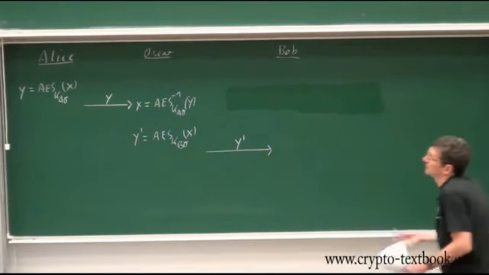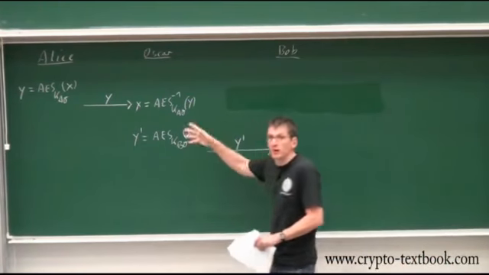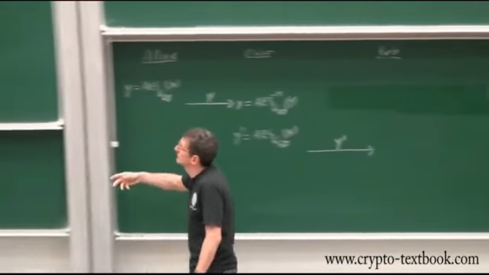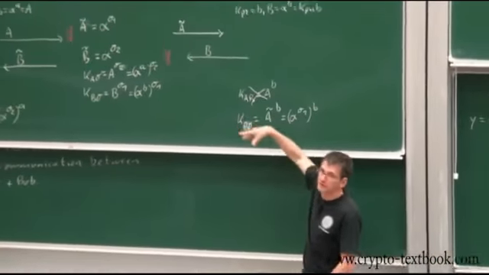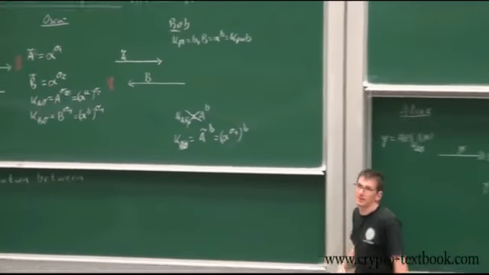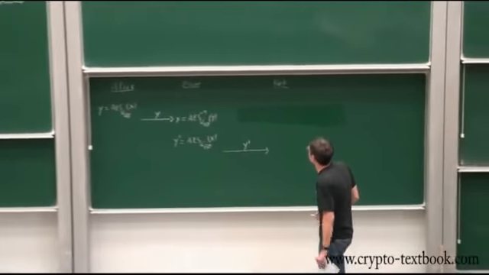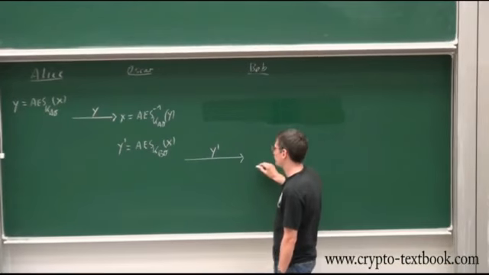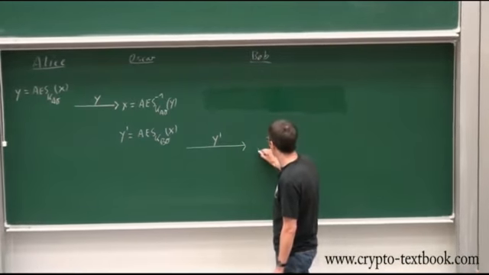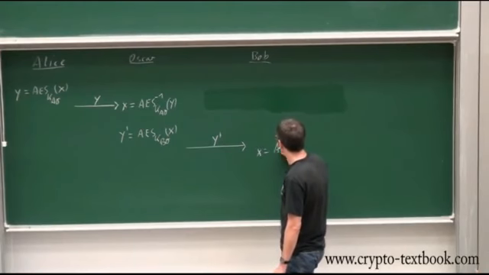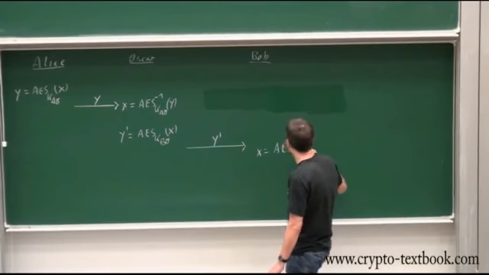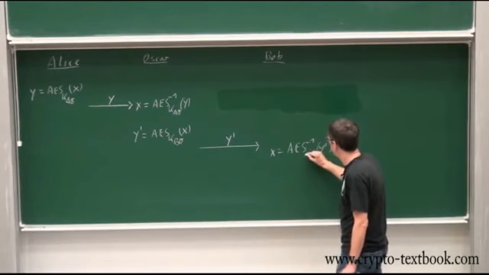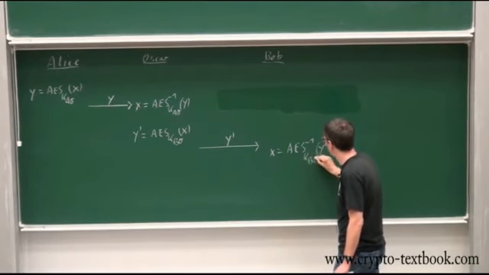What does Bob do? Well, Bob is still thinking, I'm talking to Alice, so he's following what's implicit in the Diffie-Hellman protocol. He decrypts using his session key. So he computes X as the AES decryption of Y prime using KBO.